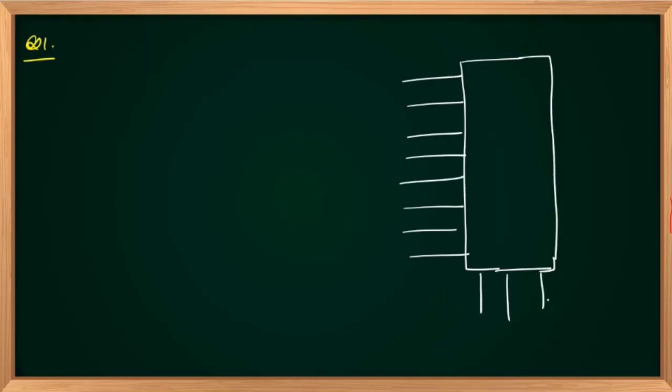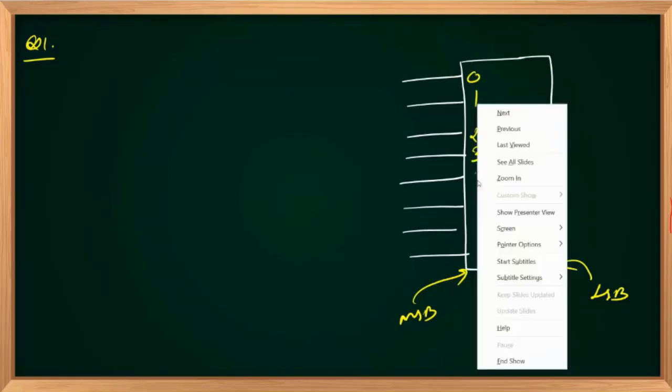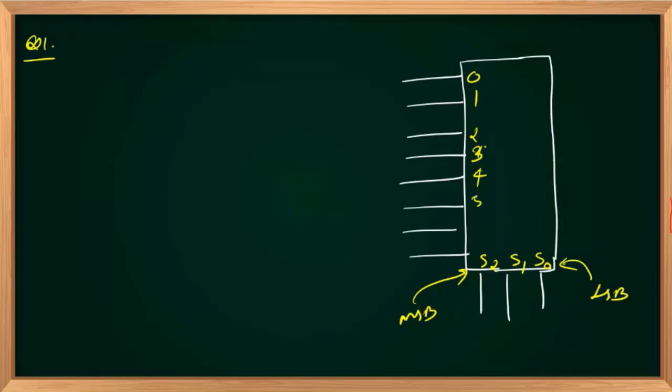Select lines 3. So select lines are S0, S1, S2. This will be MSB. This will be LSB. I0, I1, I2, I3, I4, I5, I6, and I7. Of course, this will be LSB, and this will be MSB. An 8x1 mux. Right? So let me mark my input connections.